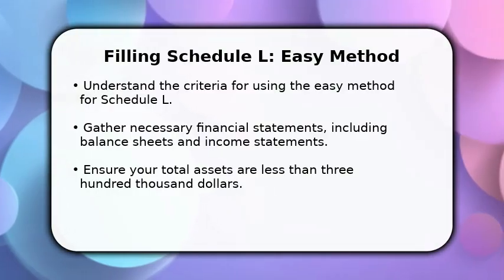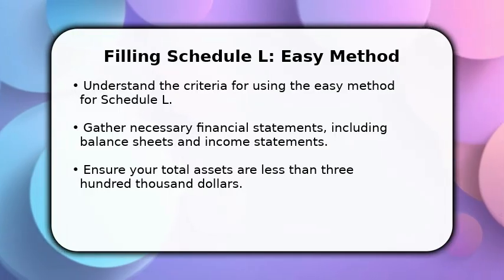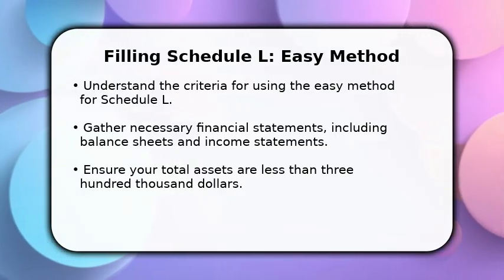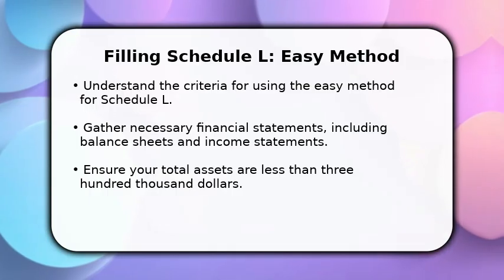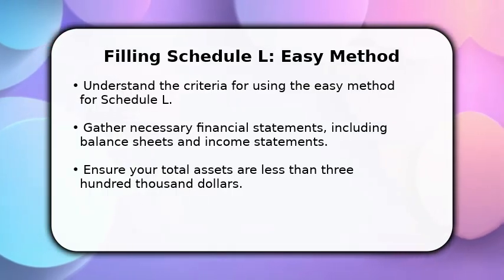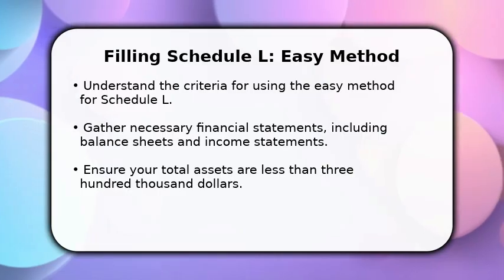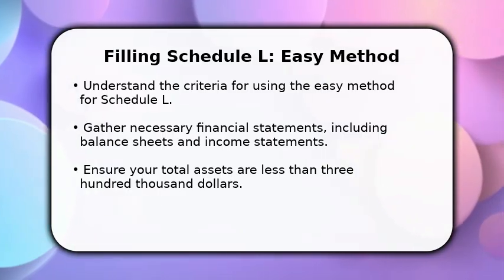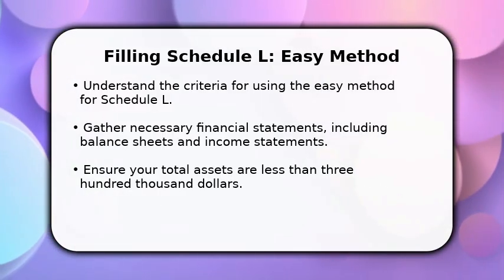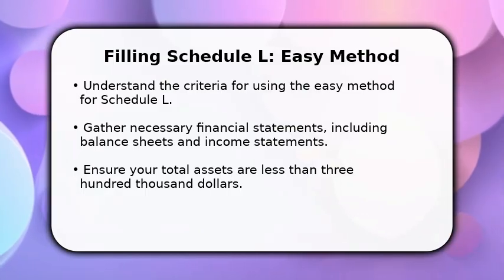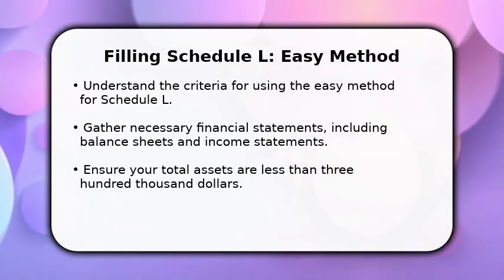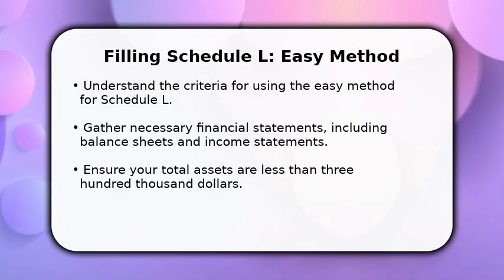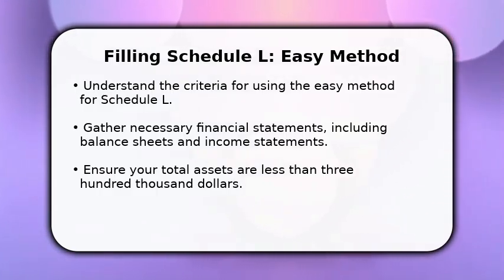In this video, I will explain how to fill out Schedule L using the easy method. First, determine if your corporation qualifies. This method is available for corporations with total assets under $300,000 and total receipts under $250,000. It simplifies reporting by allowing you to omit certain detailed balance sheet information. This approach saves time and reduces complexity for smaller entities, making tax preparation more straightforward.